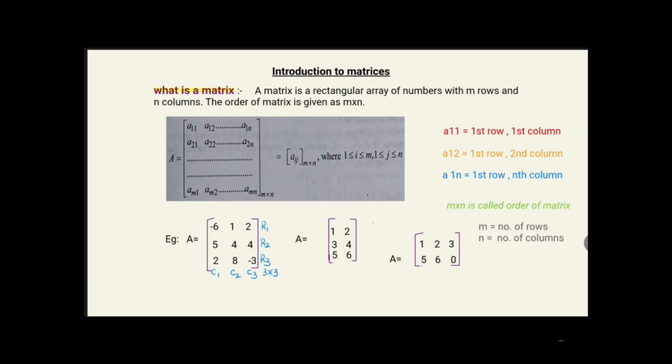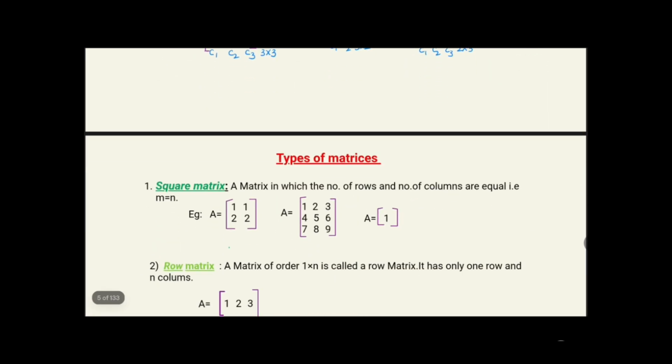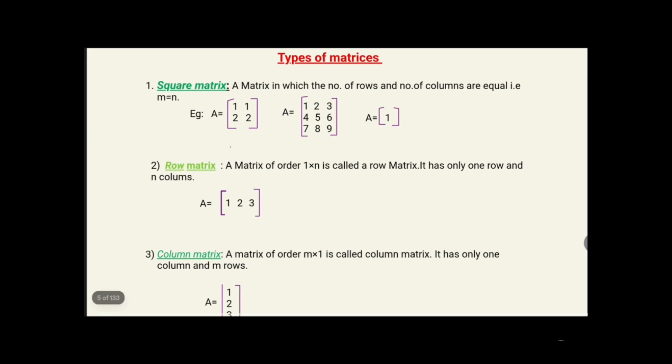Whereas coming to the second example, this is R1, R2, R3, whereas we have only 2 columns C1 and C2. Therefore, the order of the matrix here is 3 by 2. Now coming to the third example, here it is R1, R2, but we have 3 columns C1, C2 and C3. Therefore, the order of the matrix is 2 by 3. So this is how we have to find out the order of the matrix based on the number of rows and number of columns. Now coming to the next topic, that is types of matrices.